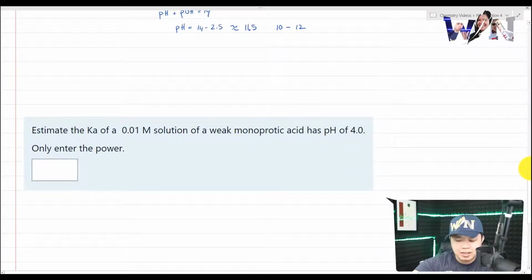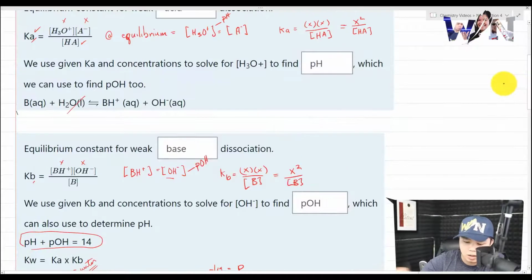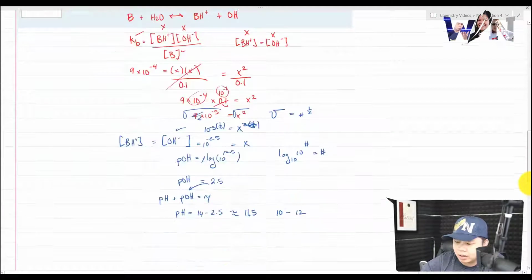In this case, we are asked to estimate the Ka of a 0.01 molar solution of a weak monoprotic acid. That's just basically saying that it has one hydrogen, has a pH of 4.0, and we only are asked to enter the power. So we know that, again, this is a weak acid, and if you don't want to write this part out, you just want to go straight to this, which is given to you right there in your formula sheet.